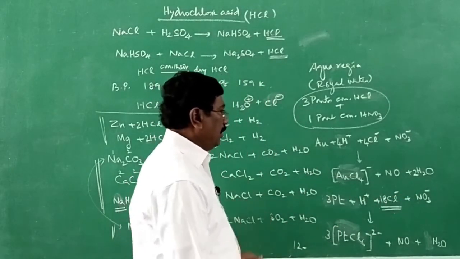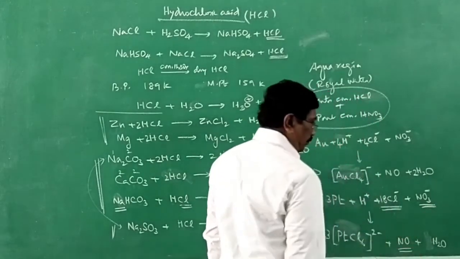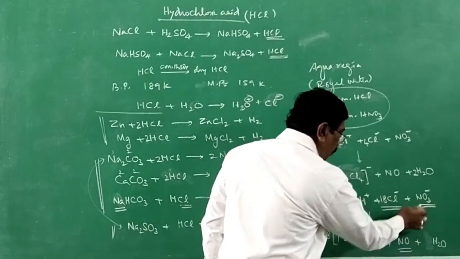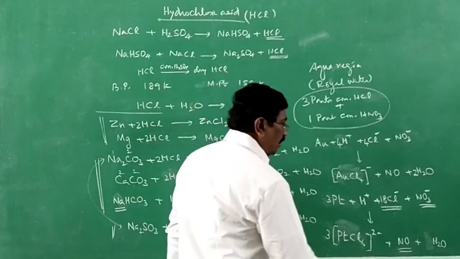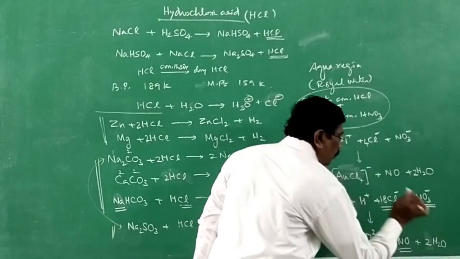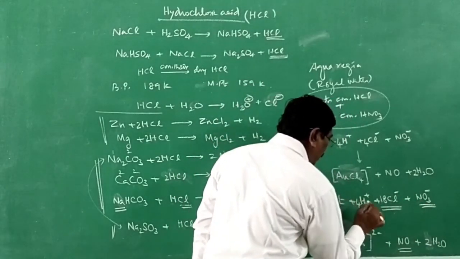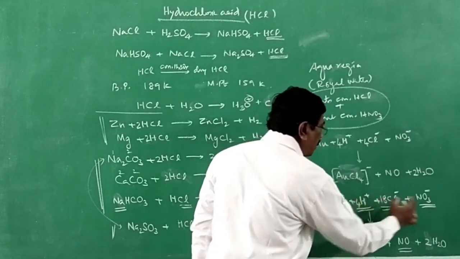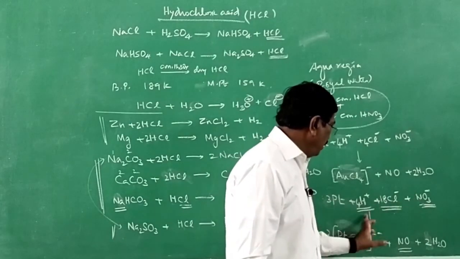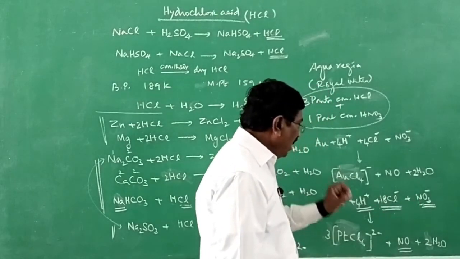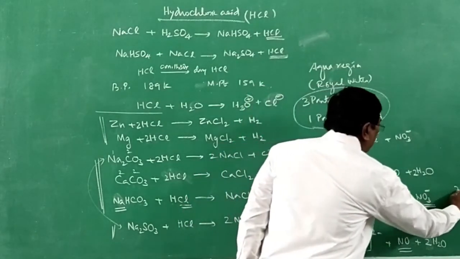How? When NO3 minus becomes NO, 2 oxygen atoms are lost. Those 2 oxygen atoms go to H2O. Therefore, at least 4H plus we have to write. If I write 4H plus and 1 NO3 minus together, 3 positive charges are being added here. 4 plus 1 minus, 3 positive charge.